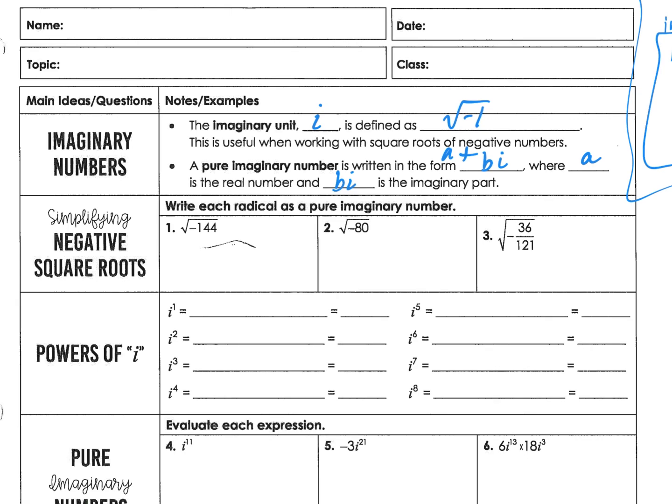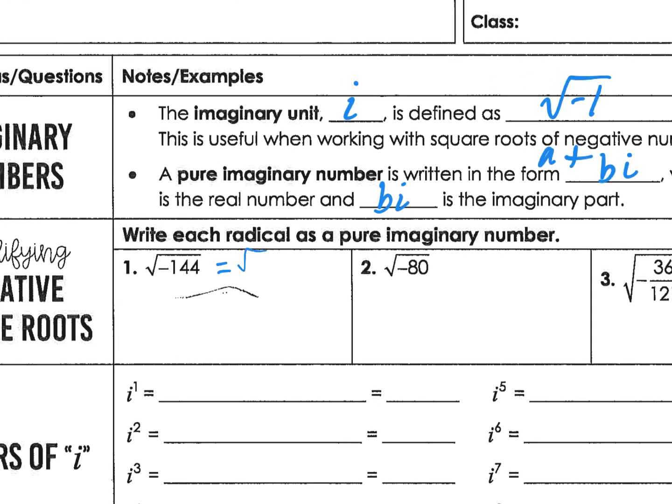So it says write each radical as a pure imaginary number. Easy enough, guys. Rewrite it as the square root of negative 1 times the square root of 144, right? We can peel off the square root of negative 1. That becomes i, and this becomes what? So the answer is 12i.